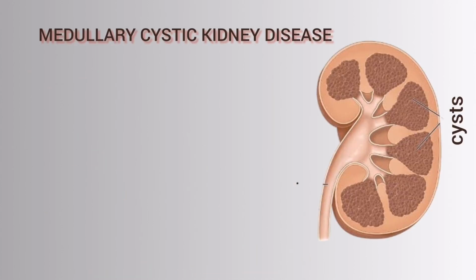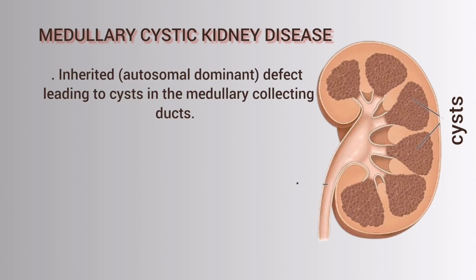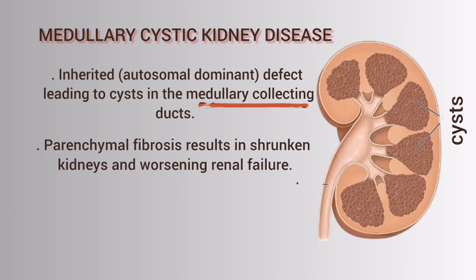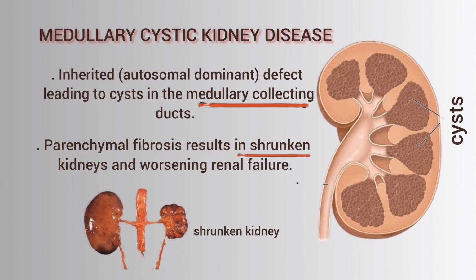The next is the medullary cystic kidney disease. Inherited autosomal dominant defect leading to cysts in the medullary collecting ducts. The parenchymal fibrosis results in shrunken kidneys, meaning the kidneys decrease in size, with worsening renal failure.